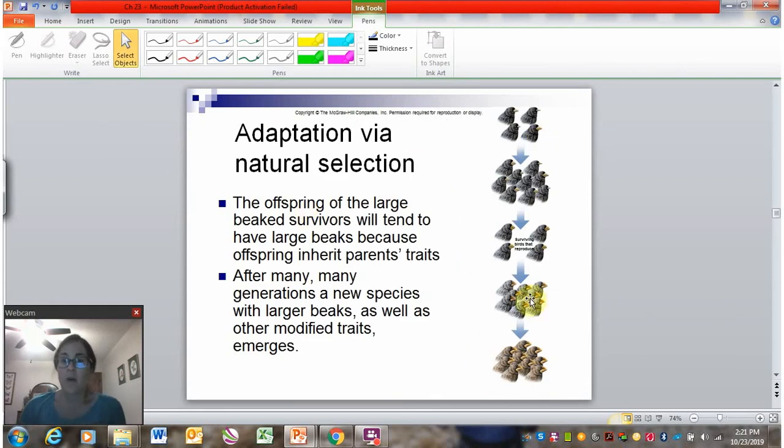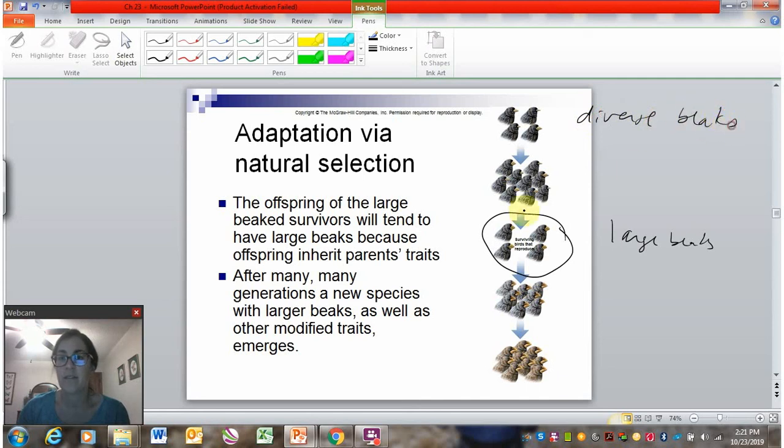And so our large-beaked offspring that survived, these are those surviving birds, okay? So we went from high diversity in beak size, right? At first they reproduced, there were a lot of them. Then we had increased competition, so the large-beaked ones survive. And that continues into the future. So we start to see the birds with large beaks are the only ones who survive.